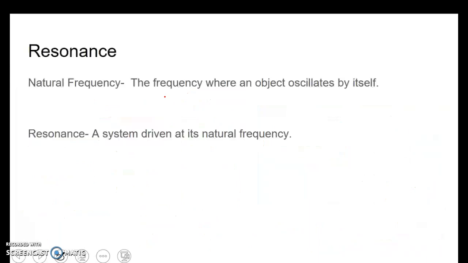Okay, resonance is another term that will come up. Resonance is based off something called a natural frequency. It's the frequency where an object oscillates by itself. Due to wind or something like that, you could get an object to start moving, that could be the force, and then it rocks back and forth. Bridges do this, but it will oscillate continuously. So resonance is a system driven at its natural frequency. We'll talk more about resonance when we talk about sound. Just trying to give you a term here.